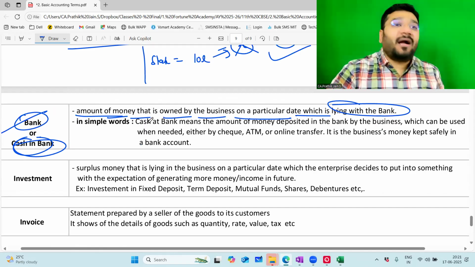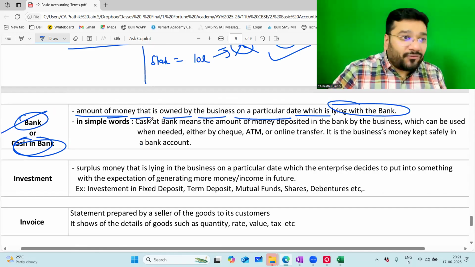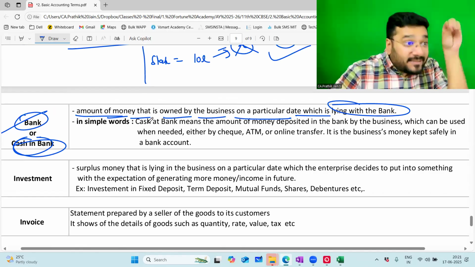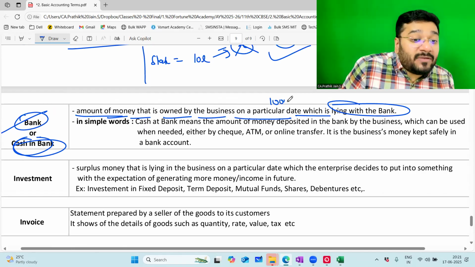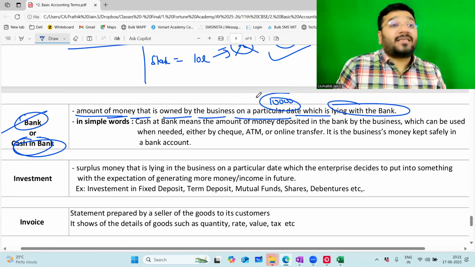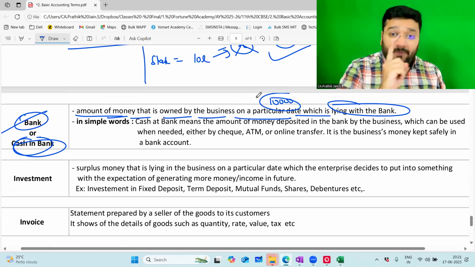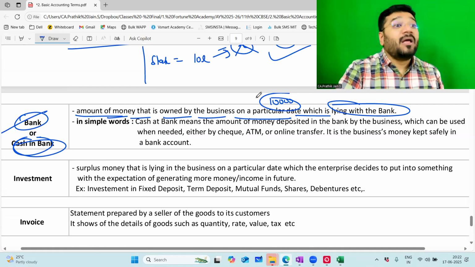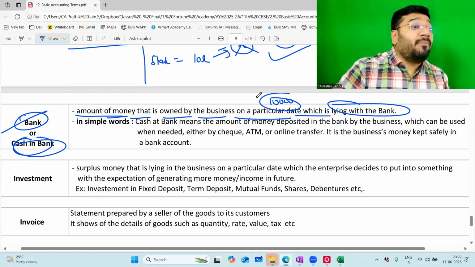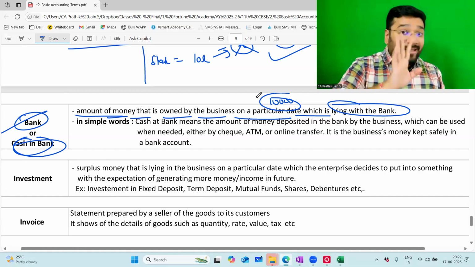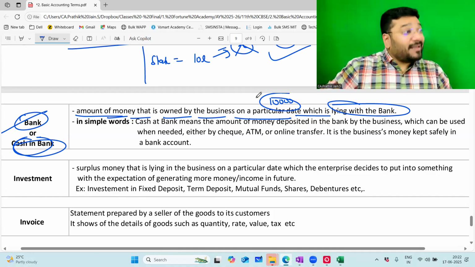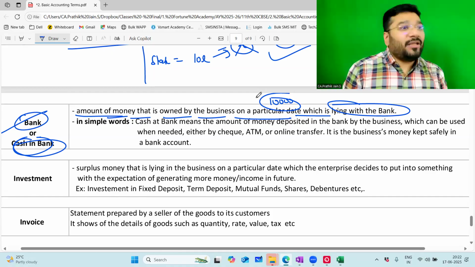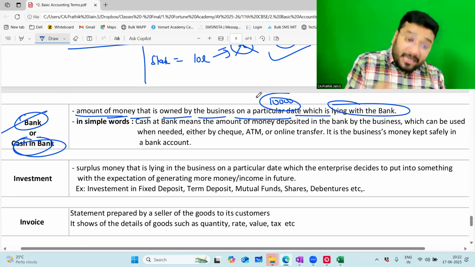I opened a savings bank account. Can I open a bank account free of cost? You can open it free of cost, but they'll tell you, please deposit minimum 10,000 rupees if you want to open an account with me. So you go to Axis Bank and say, please open one account for me, a savings bank account. He will open it free of cost, no charges. But he will tell you that you have to deposit minimum 10,000 rupees. That is not their money. It's your money. They are just telling you to keep a minimum balance of 10,000 in my bank account. That is your money only.